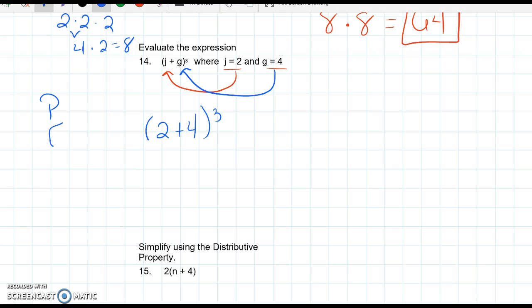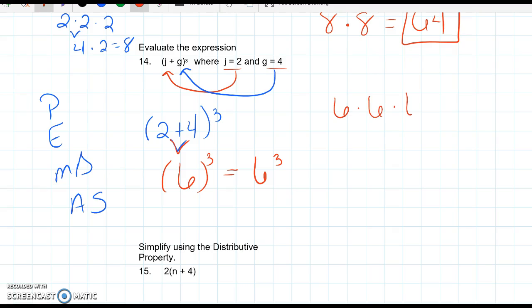Well, based on our tiers, our parentheses is going to come before our exponents. So I'm going to work what's inside of this parentheses. 2 plus 4 is 6, and I just rewrite my problem. I can take those parentheses off or I can leave them, and I'm left with 6 times 6 times 6. 6 times 6 is 36. I bring down that other multiplied by 6 that I didn't use. Now I have 36 times 6.